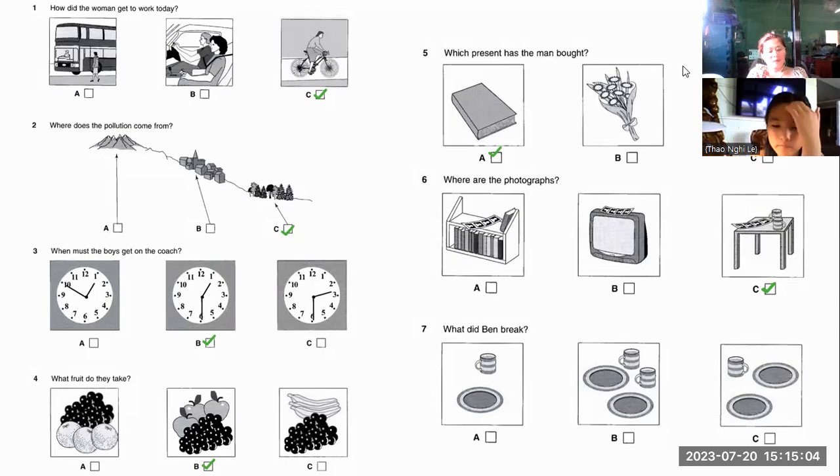Seven. What did Ben break? Ben, what's this broken cup doing here? Sorry, Mum. I had an accident when I was washing up. You know those big dinner plates? You haven't broken them as well. Oh, just a couple. They slipped out of my hands into the sink, and the cup got broken as well.